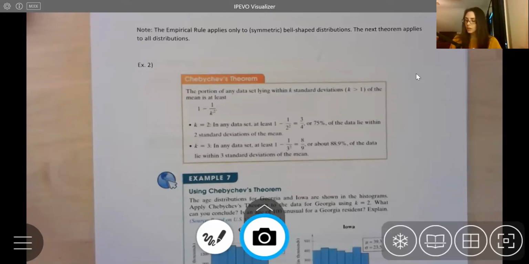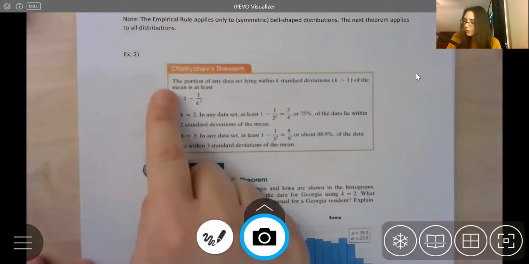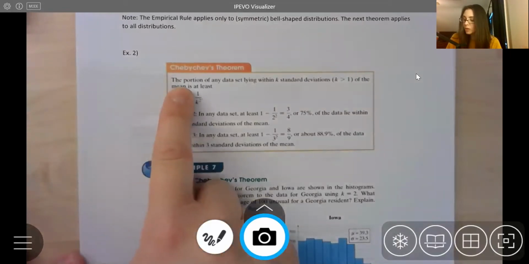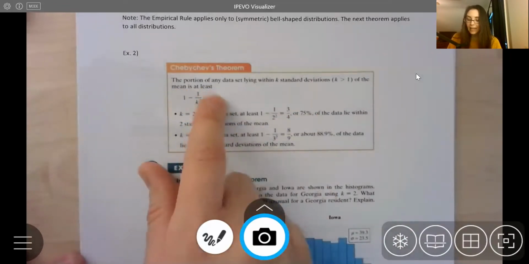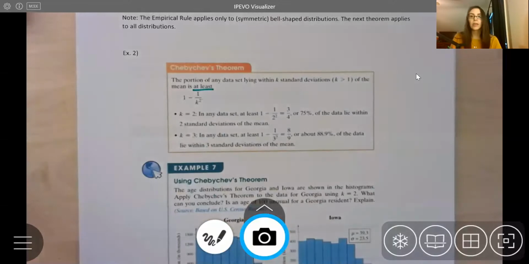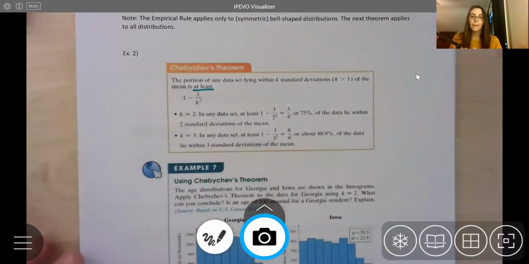So there's another theorem that we can use instead, and it's listed right here. And it's not as strong a relationship, but it still does a really good job getting us in the ballpark of how much data is in between the different standard deviations. So the portion, excuse me, of any data set lying within k standard deviations of the mean is at least this amount. So key here is at least. So with the empirical rule, we had more exact percents, maybe rounded, but pretty close, where here we're using the words at least. So you know that that's your minimum.